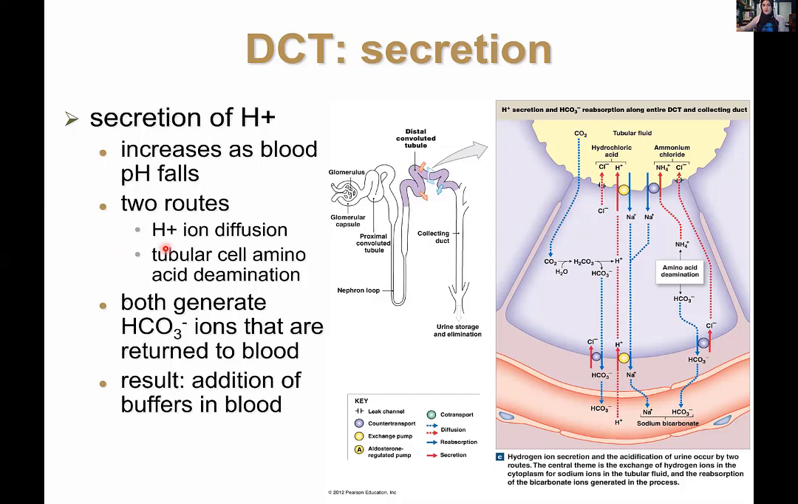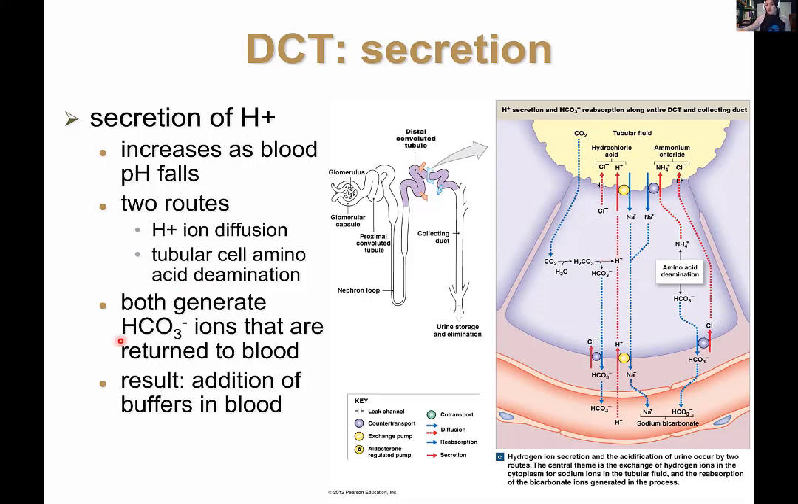So there's two routes for this. There's diffusion, driven by concentration gradients that are set up, and you can also use something called deamination. So amino acids, as you know, have a central carbon, and then they have an amino group, NH2, right? And a carboxyl group, COOH minus, on that end that's the same for all of them, not the R group. Deamination means pop the amino group off of the amino acid. So take that NH2 away. And that results in the production of protons.